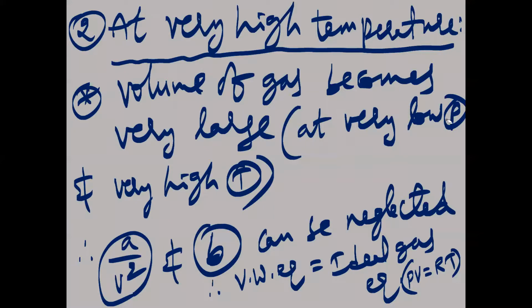At very low pressure and at very high temperature, the real gases behave as ideal gases. Example, take nitrogen gas. Nitrogen gas behaves nearly like an ideal gas at 50 degrees Celsius, at very high temperature. That temperature, 50 degrees Celsius, is called Boyle's temperature for nitrogen. It means at that temperature, the real gas nitrogen behaves nearly as an ideal gas.